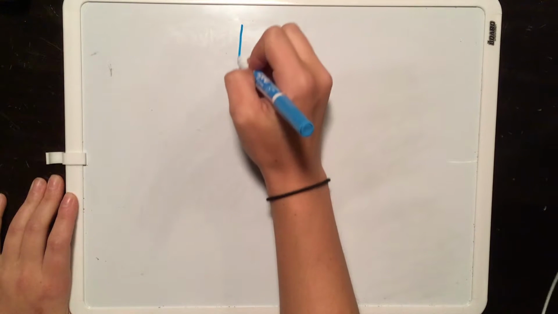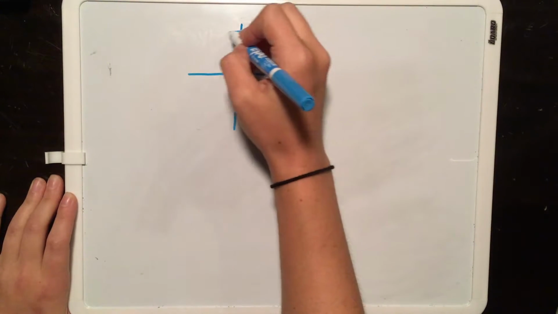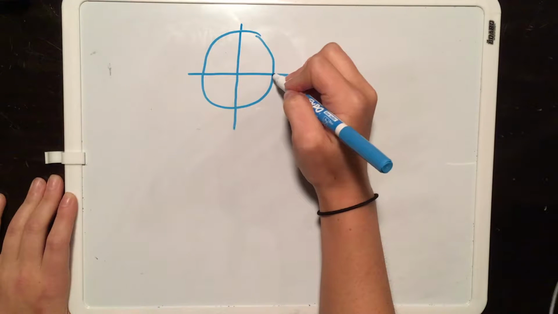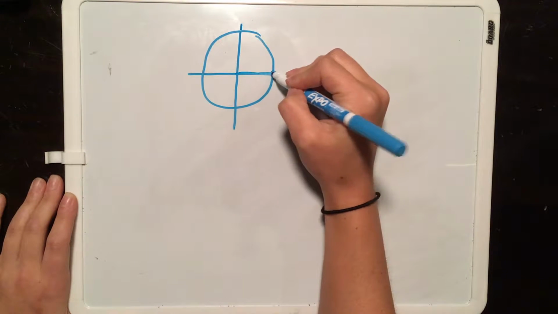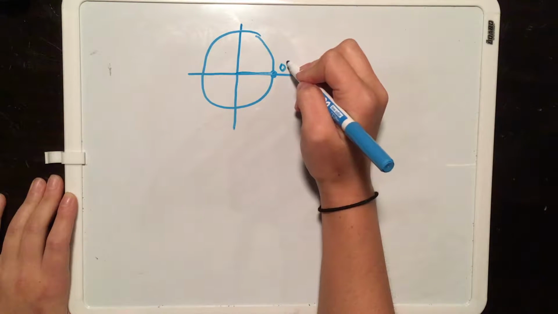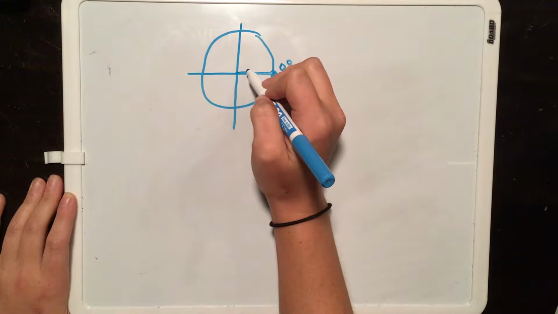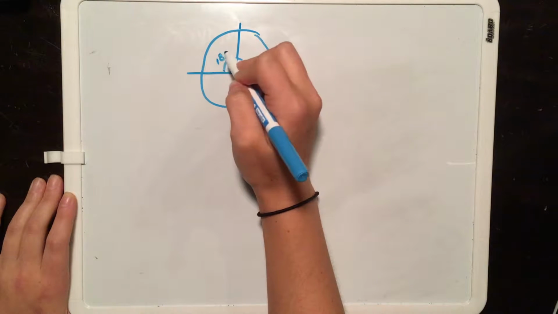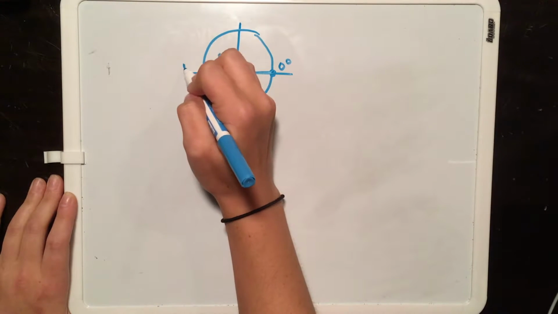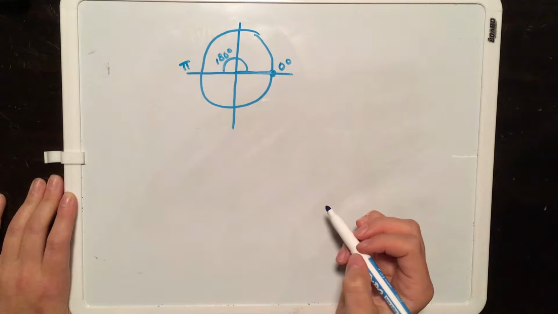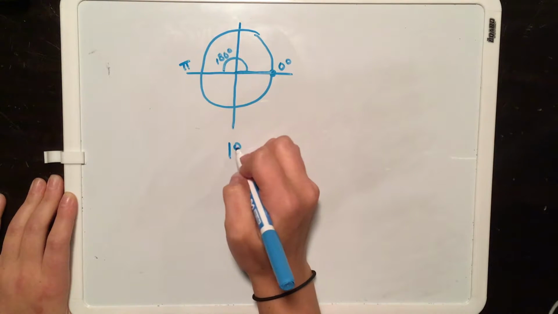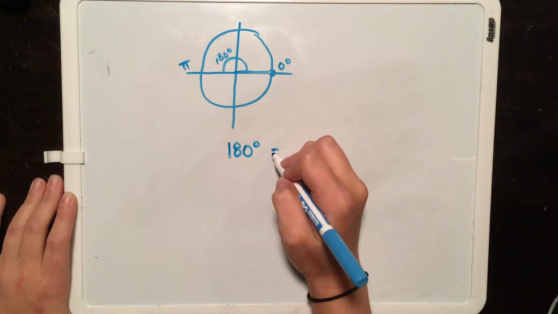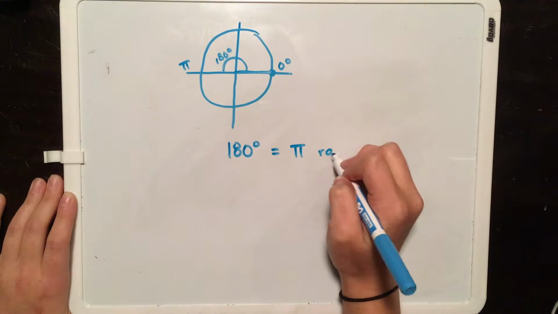We are going to be converting degrees to radians. When you see a unit circle, at this point here, the angle is 0 degrees. But if you go around halfway, you get 180 degrees or pi radians. But how do we go between 180 degrees and pi radians?